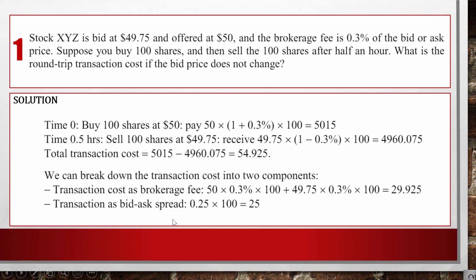And the transaction cost as the bid-ask spread is the gap between the buying price and the selling price, which is 0.25, a quarter. And we got 100 shares, so 0.25 times 100, and we got $25. That is the bid-ask spread. I repeat, the number 0.25 comes from the gap between 49.75 and 50, because we buy the stock at the price of $50 and later sell it at 49.75, and the gap between them is 25 cents per unit. With 100 shares, the bid-ask spread is 0.25 times 100, which is 25. This is a very easy problem.